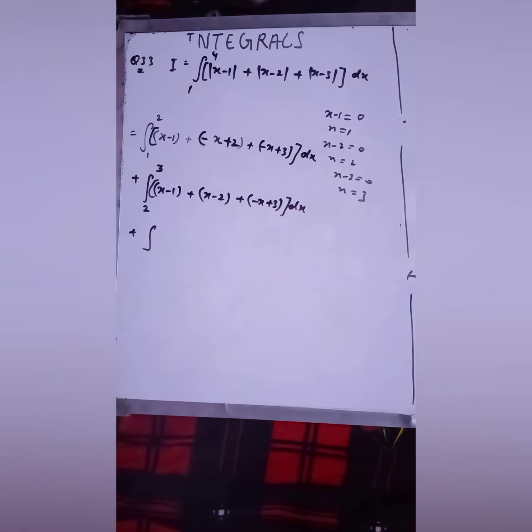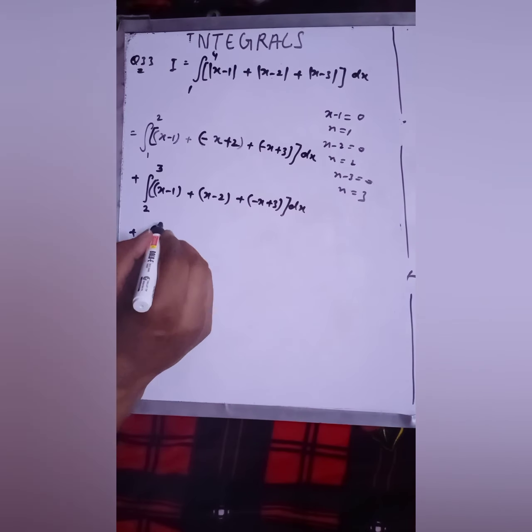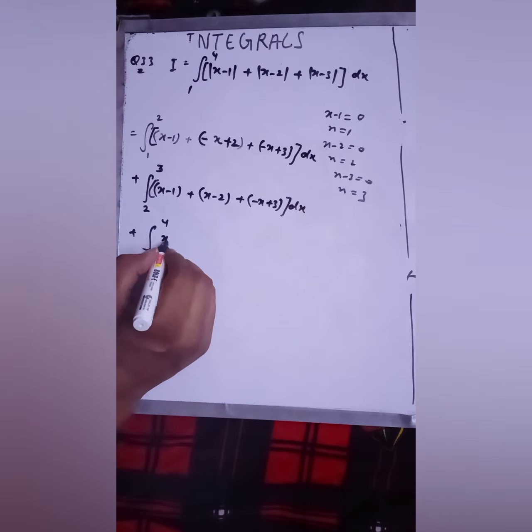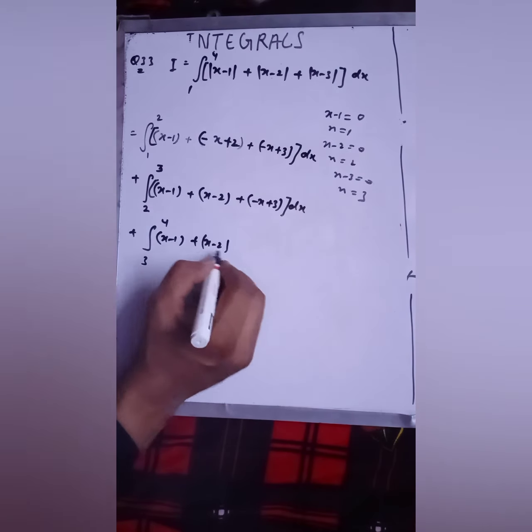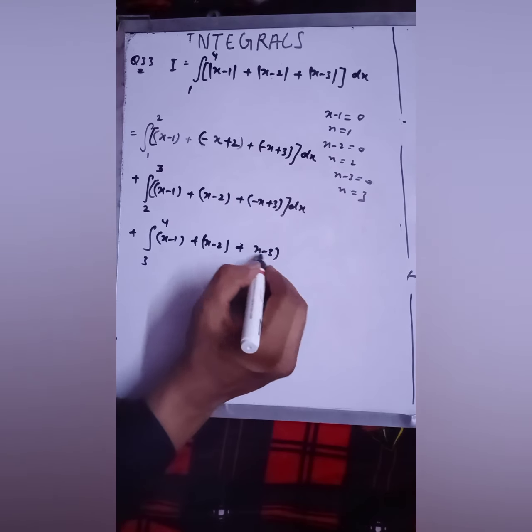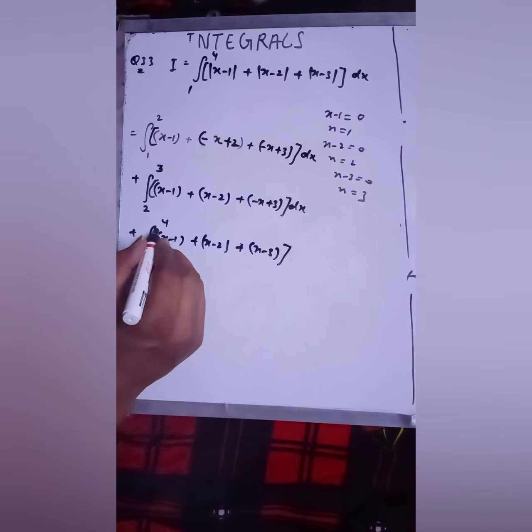Plus, if you put 3 to 4, your x minus 1 will be positive, your x minus 2 will be positive, and plus your x minus 3 will also be positive. So you will get the same thing.